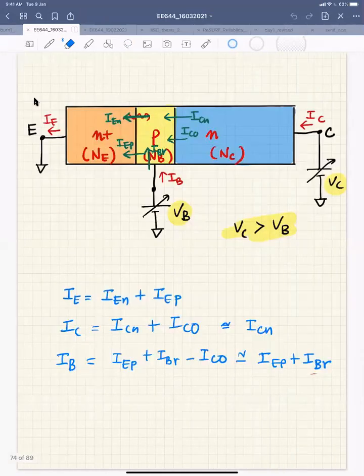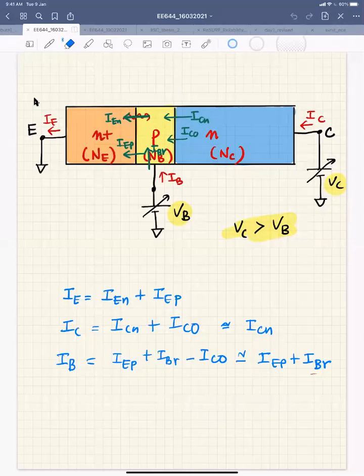So if I recap the principle of operation, let me take the forward active mode of operation, which is typically the common mode of operation. Here your base emitter junction is forward biased, collector base junction is reverse biased. So you have electron injection from emitter to base, right? And then the electrons diffuse. Then some of the electrons recombine in the base, and the rest of the electrons are collected by the collector.